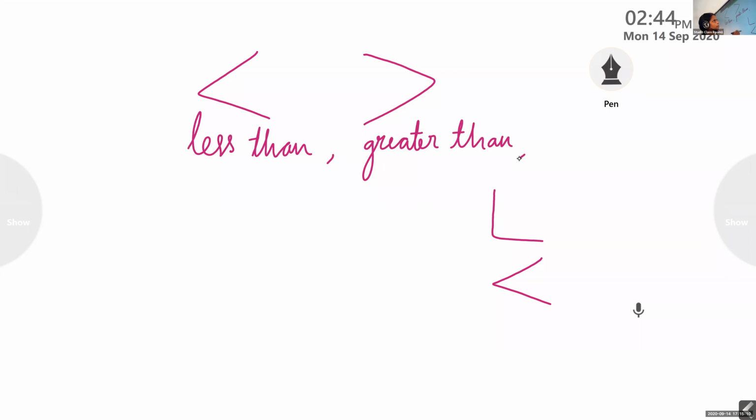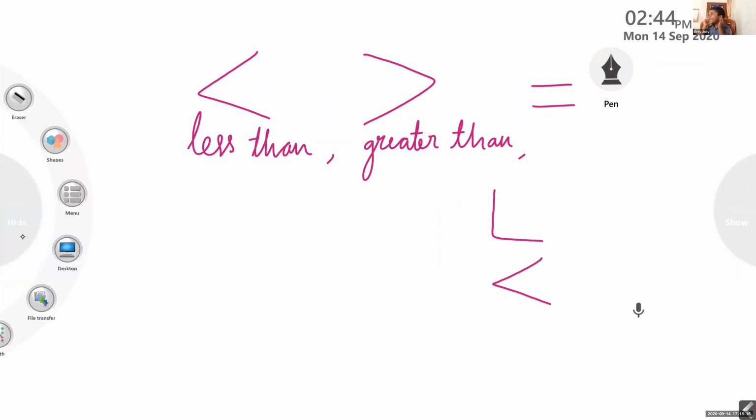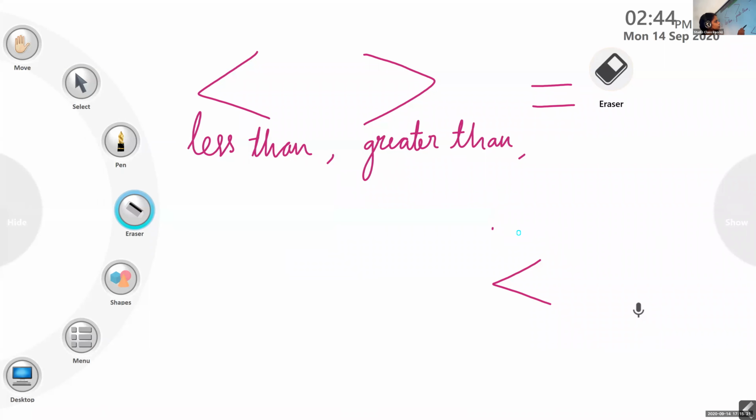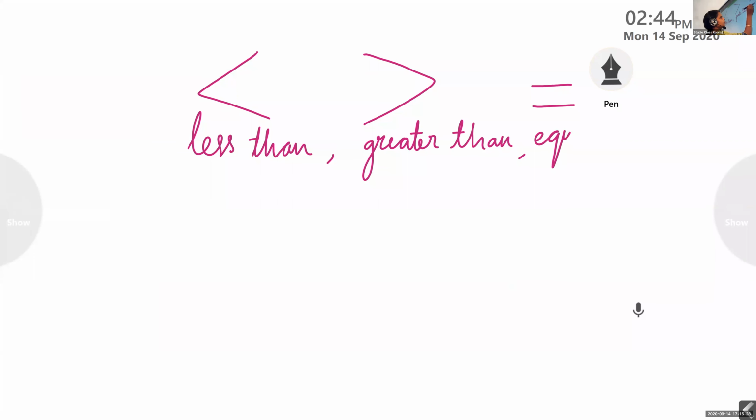And we have one more symbol. What's the name of this symbol? It is equal to. This symbol is known as equal. No need to write now, listen. So we have less than, greater than, equal. Then also we studied that the mouth of the fish always opens towards the bigger number.